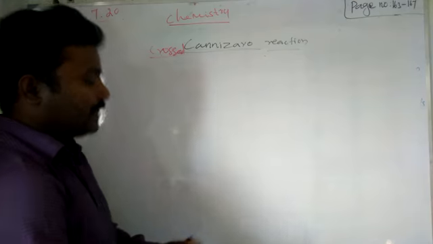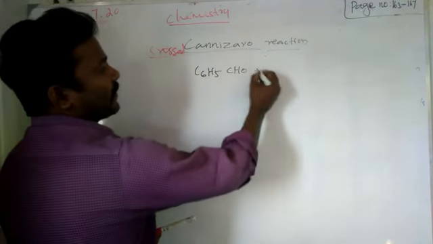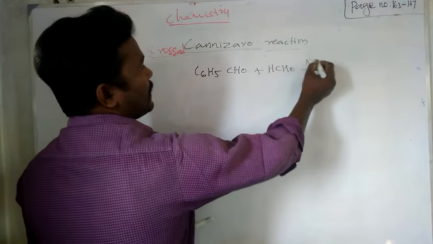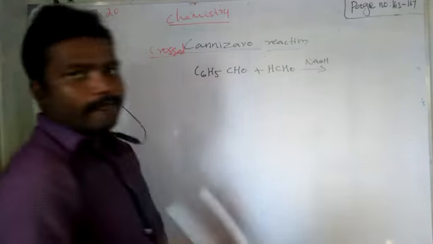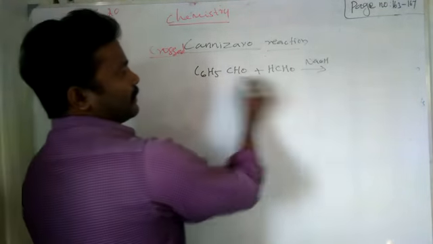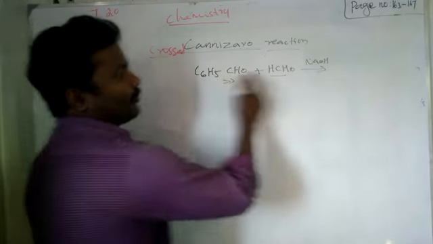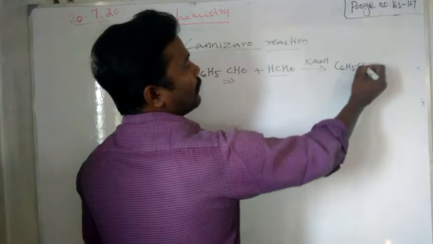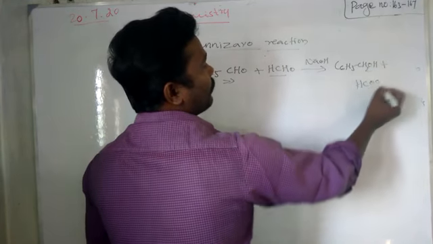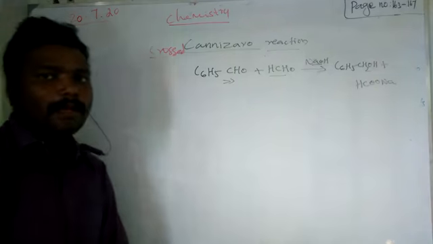For example, we can take benzaldehyde with formaldehyde in the presence of a base. Nearly following the above reactions, we have used only the catalyst NaOH. It will undergo oxidation, it will undergo reduction. So benzyl alcohol and formic acid will form, or if you take this one, sodium formate will form as a product.